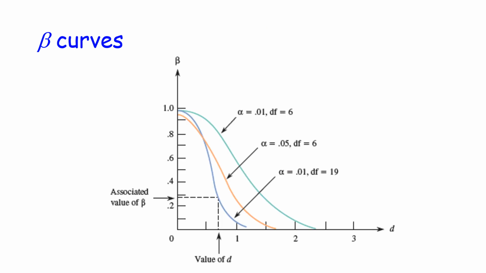Here are our beta curves. After you've calculated your quantity D, you're going to locate D on the horizontal axis and move directly up to the curve for n minus 1 degrees of freedom, and then move over to the vertical axis to find your beta.